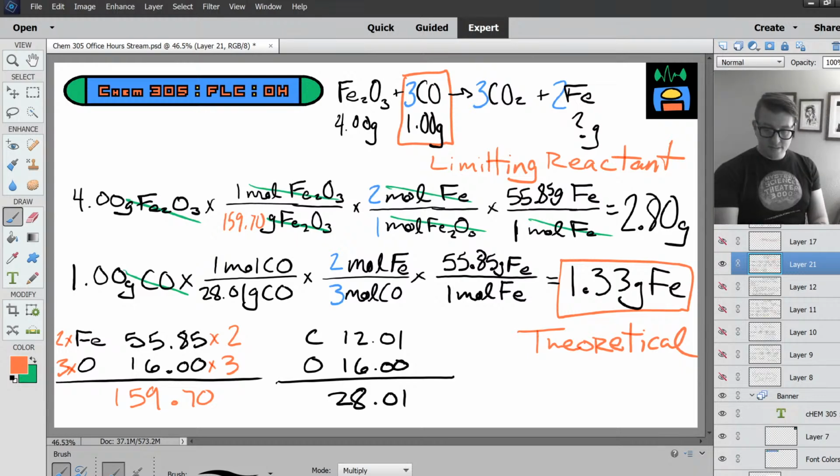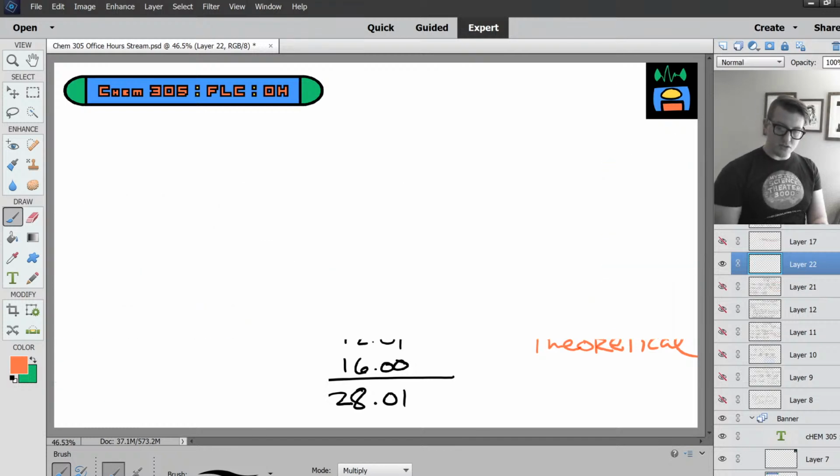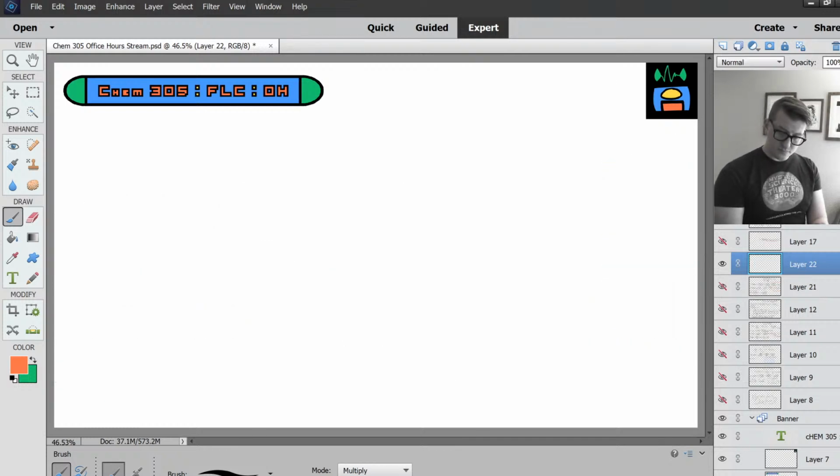Part C. Let's finish up this example, and then we'll do some molecular geometries. All right. Part C to this problem.